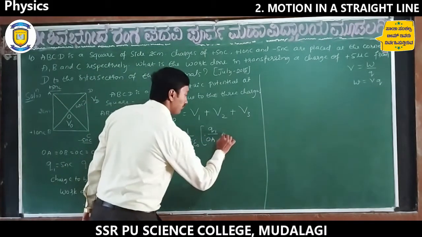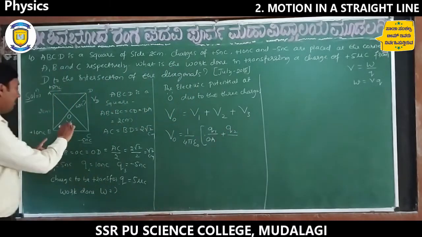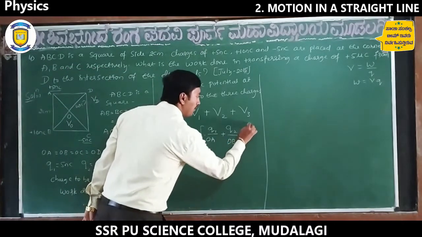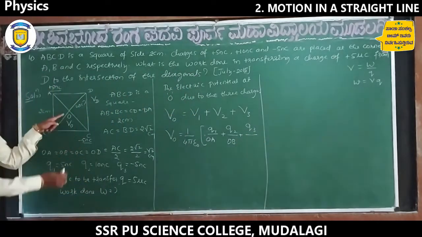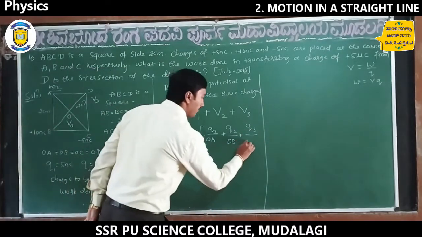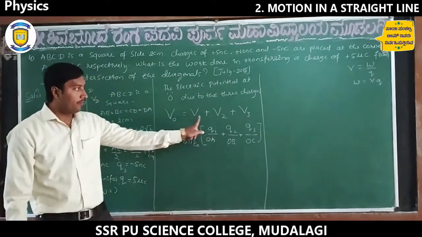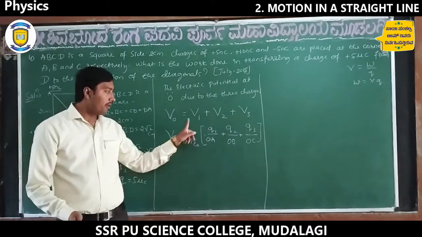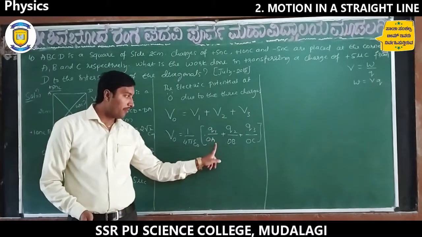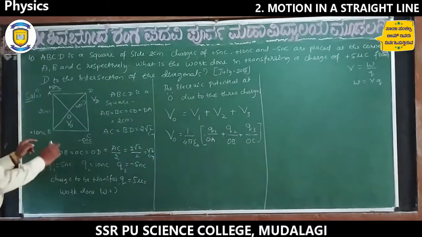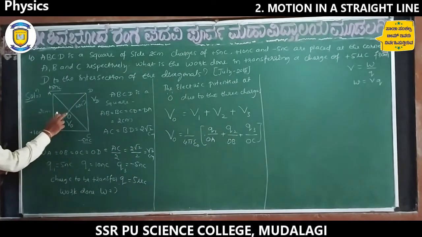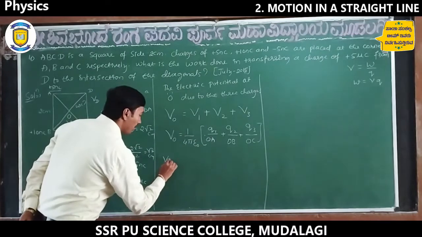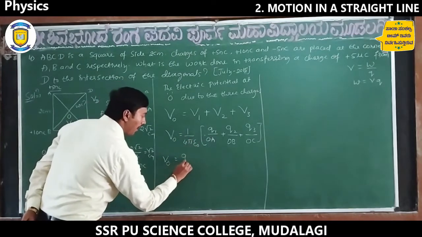Plus Q2 divided by the distance OB, plus Q3 divided by the distance OC. So V1 plus V2 plus V3, again in the formula 1 by 4 pi epsilon naught Q by distance, all of them have 1 by 4 pi epsilon naught common. So Q1 by OA, Q2 by OB, Q3 by OC. O point to A is the OA distance, to B is the OB distance, to C is the OC distance. Correct? Either is the value. So V_O is 1 by 4 pi epsilon naught, which is 9 into 10 raised to 9.